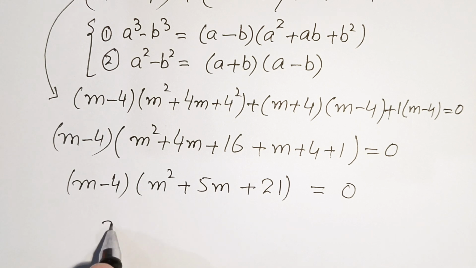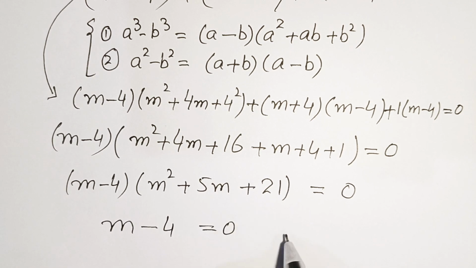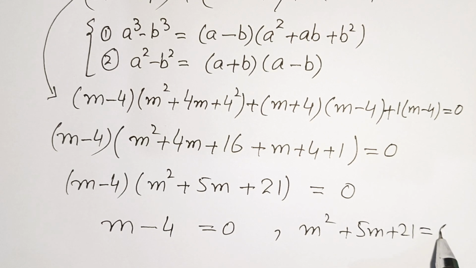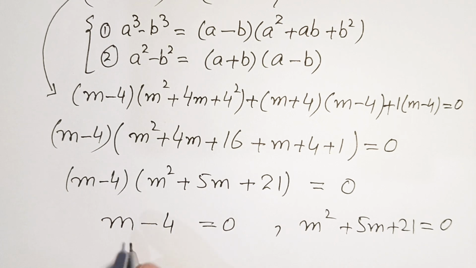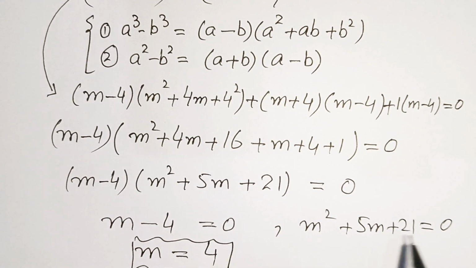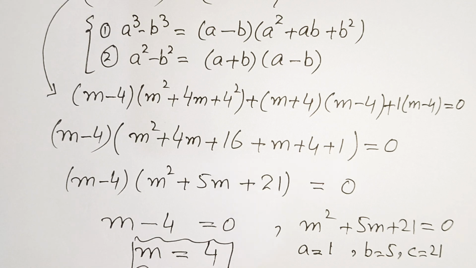Now we have two possible cases: m minus 4 equal to 0, and m squared plus 5m plus 21 equal to 0. From the first equation we have m equal to 4, which is a real value. For solving the second one, we first have to find the determinant. Here a is 1, b is equal to 5 and c is equal to 21. Now finding the determinant of this equation.